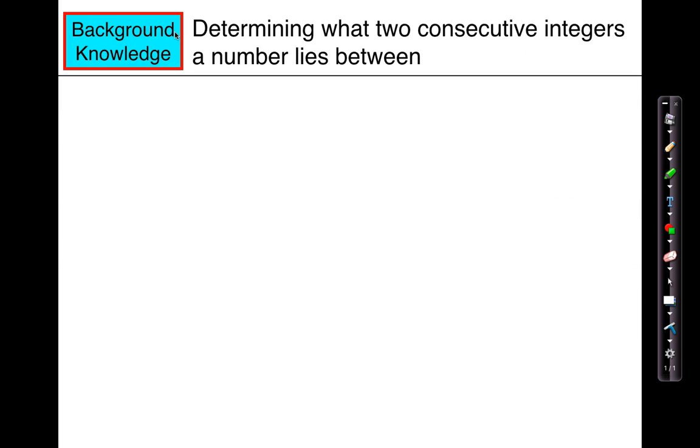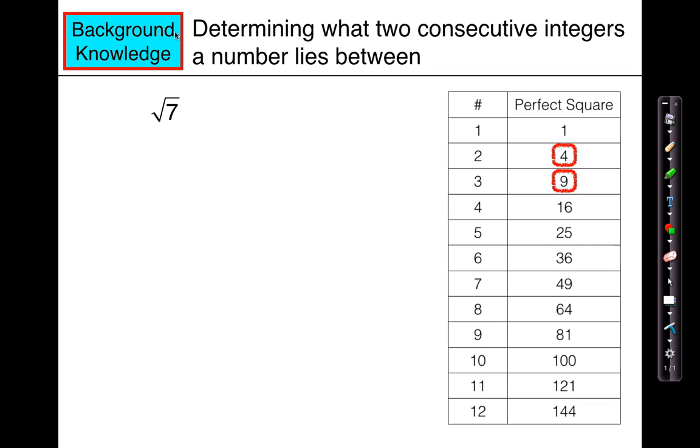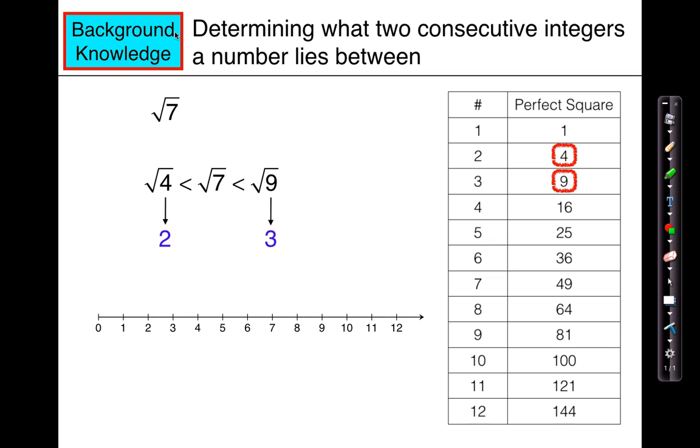Okay, so now the other thing that we went over in the previous lesson was we determined what two consecutive integers lie between a specific square root. So here, if I took the square root of 7, I would say it's between the square root of 4 and square root of 9. And from that, I was able to say, okay, so it's going to be between 2 and 3 because the square root of 4 is 2 and the square root of 9 is 3. So I'm able to tell you what two numbers it lies between, okay?